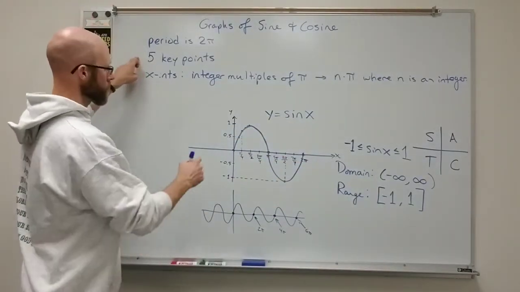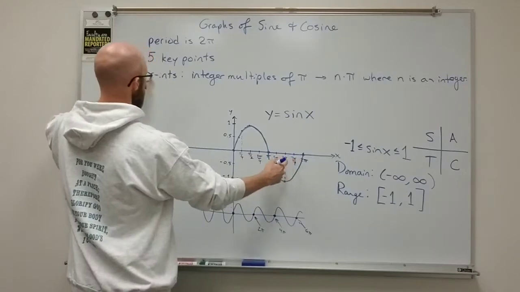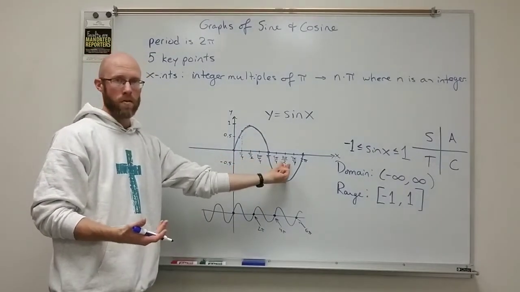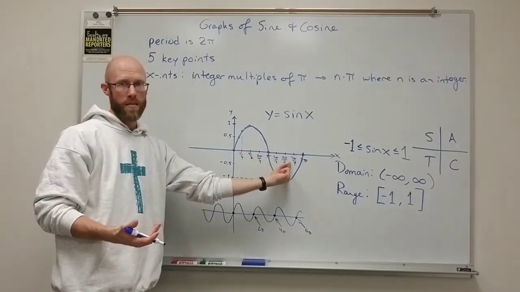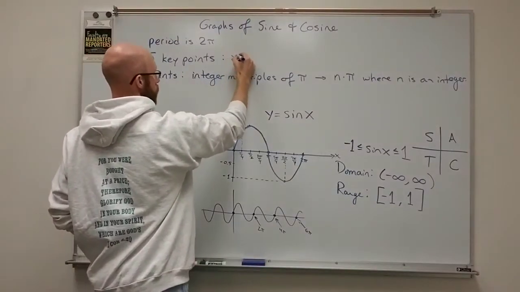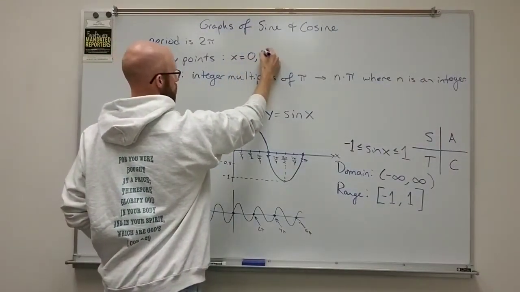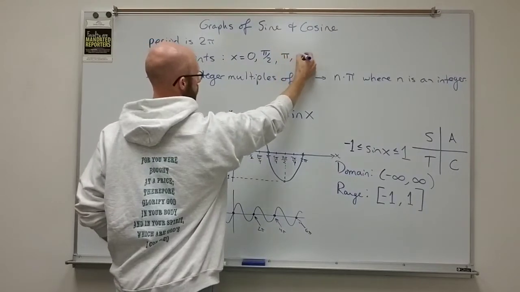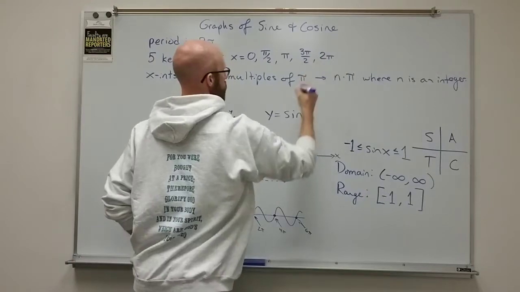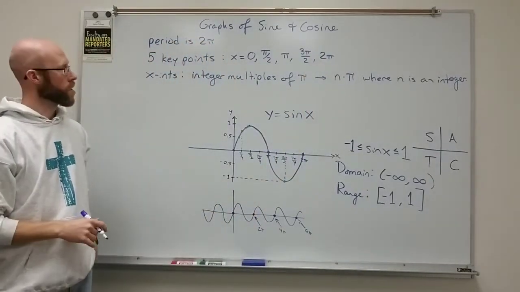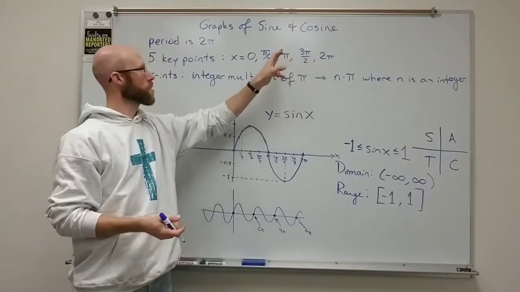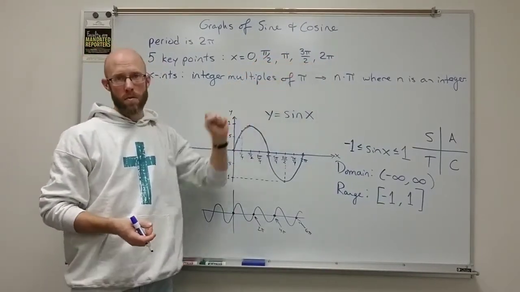My 5 key points then, because of those x-intercepts and the fact that the max and the min are halfway in between, so that'd be pi over 2 and 3 pi over 2, or half a pi and 3/2 of a pi. The 5 key points then are going to be where x is equal to 0, pi over 2, pi, 3 pi over 2, and 2 pi. Those are our 5 key points, where the first, middle, and last are going to be the intercepts. The second one is the max, the third one is the min.